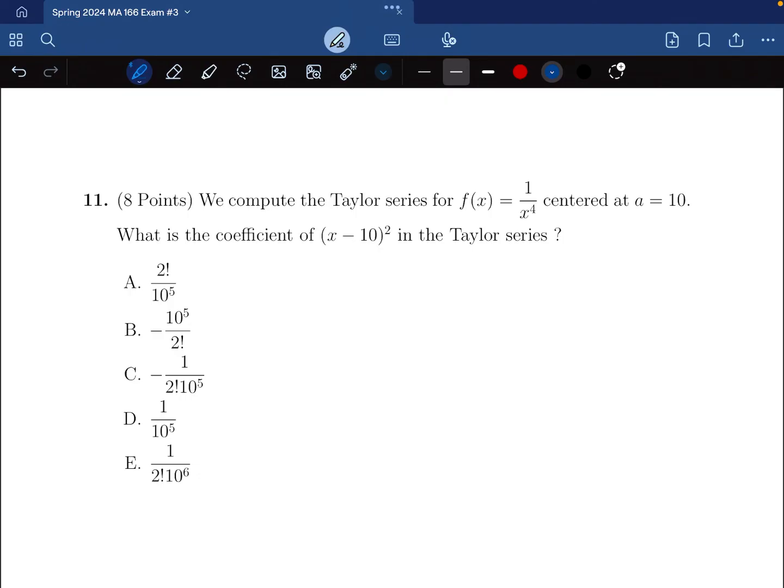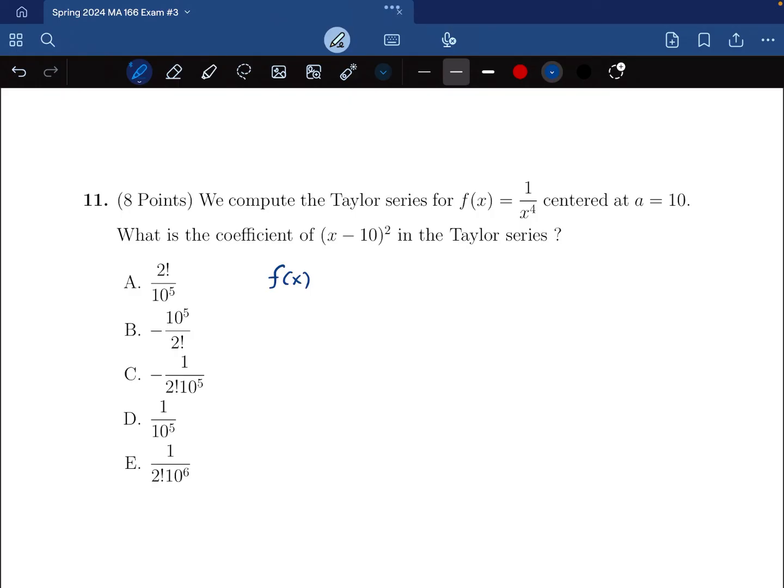Okay, question 11 says, we compute the Taylor series for f of x equals 1 over x to the power 4 centered at a equals 10. What is the coefficient of x minus 10 squared in the Taylor series? Okay, so the Taylor series is a way to rewrite any function as a sum of polynomial terms.